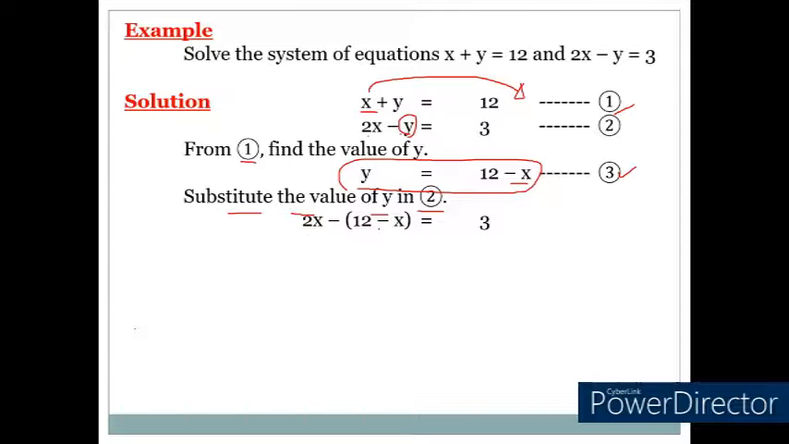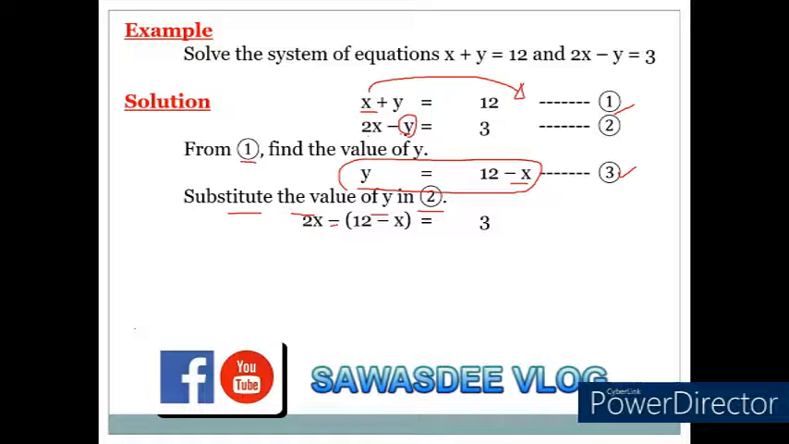And then after that, we have the negative sign here. We don't need to use the distributive law. Instead, we just clear the bracket. After clearing the bracket, this is what we get: 2x minus 12 plus x equals 3. We have like terms here, 2x and x. We need to combine these two terms. If we combine them, we get 3x minus 12 equals 3.